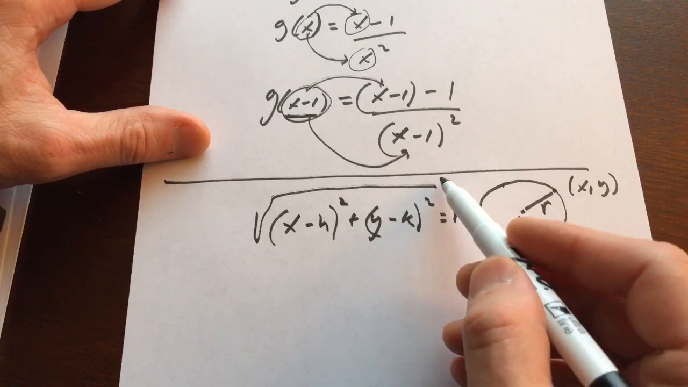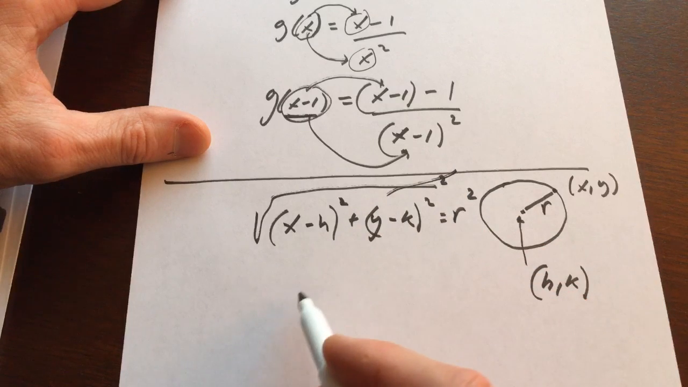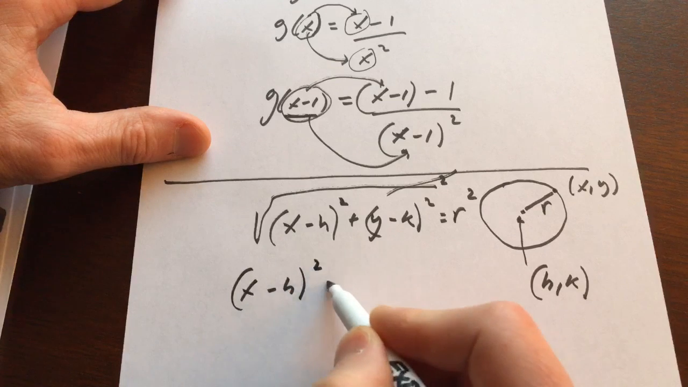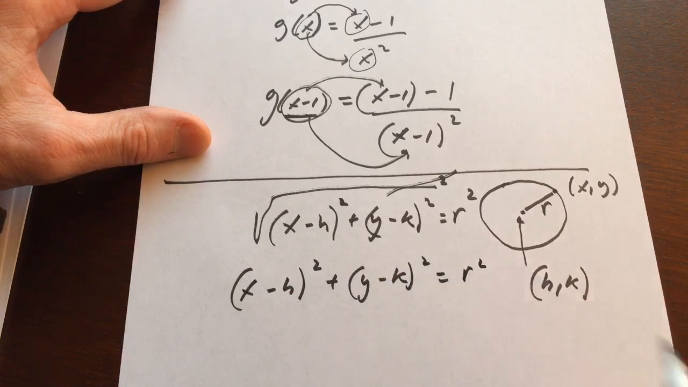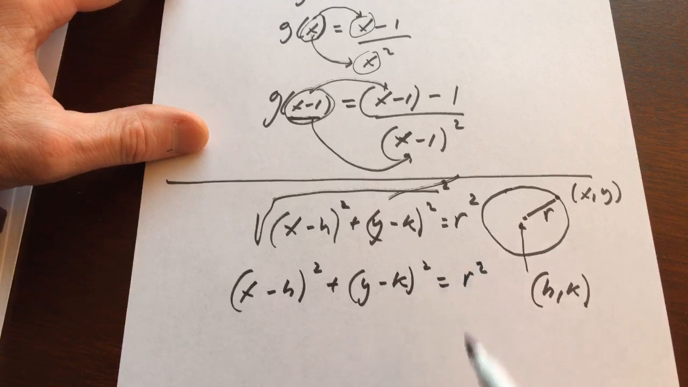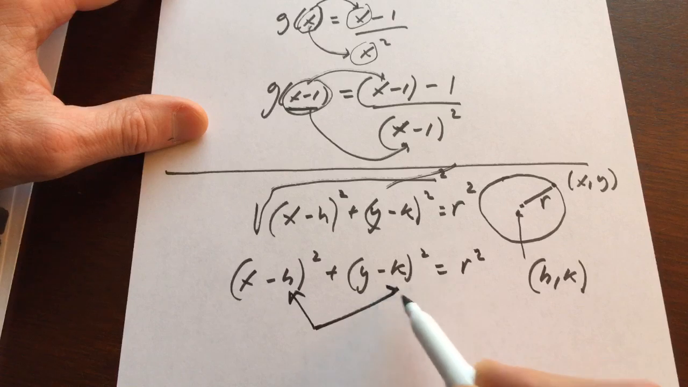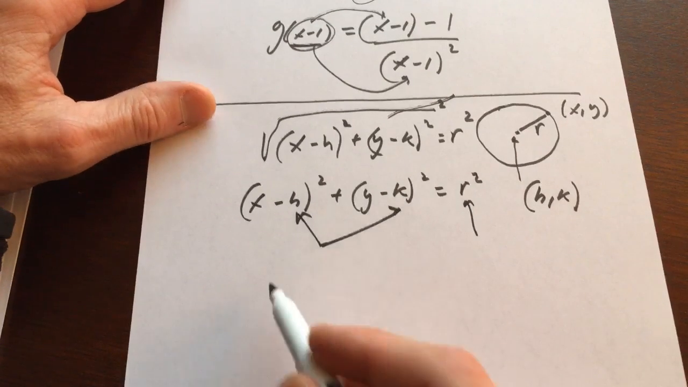But what we're going to do is square both sides. The square and the square root cancel one another out. And so what we end up getting is what they call the standard form of the equation of a circle. It looks exactly like that. So the idea here is the center of the circle is going to be h comma k, and r is the radius. So I'm going to give you an example. This is an easy one to get right.